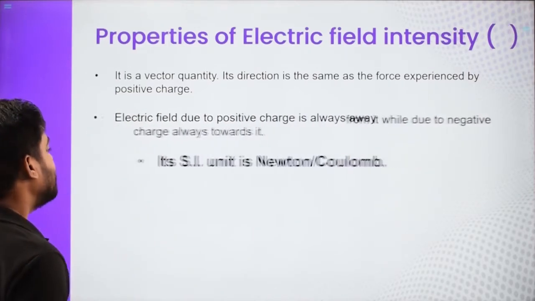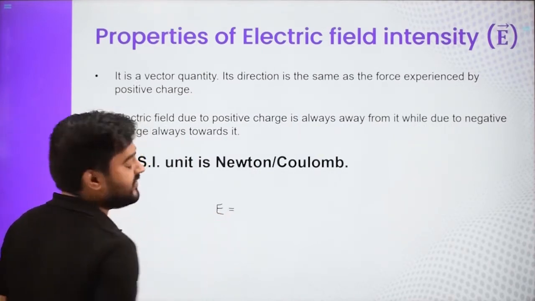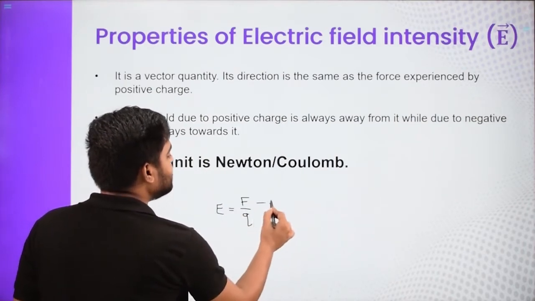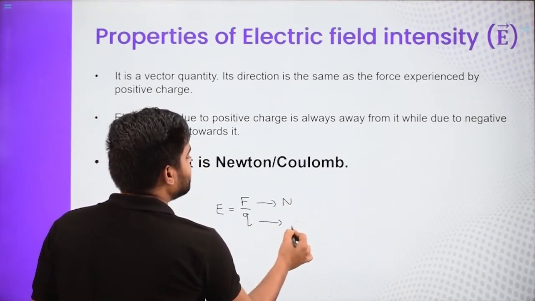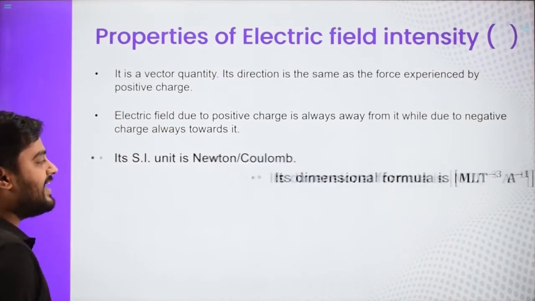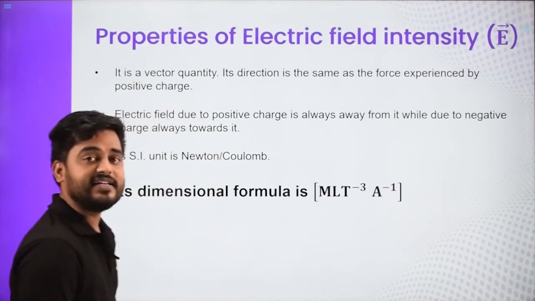Now next point is its SI unit. So as we have already discussed, the formula for electric field intensity is force experienced per unit charge. So force is Newton and the charge is Coulomb. So SI unit is going to be Newton per Coulomb. What about dimension? So its dimensional formula is M L T^-3 A^-1.